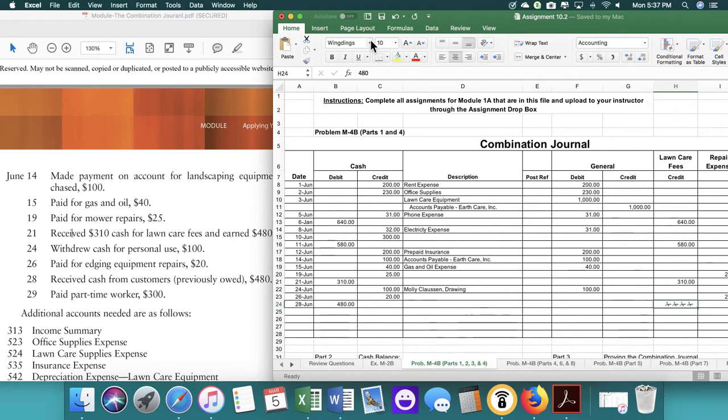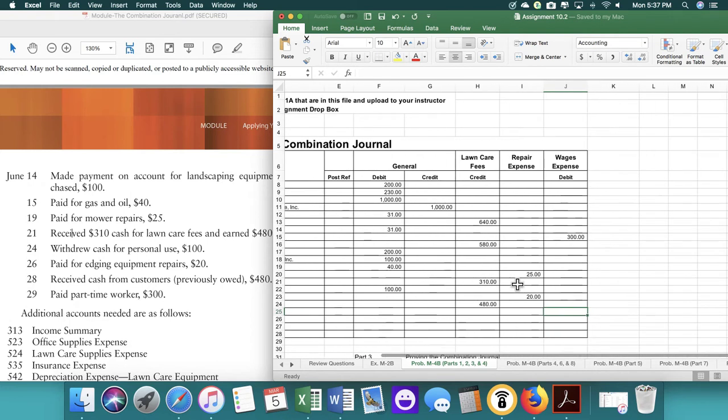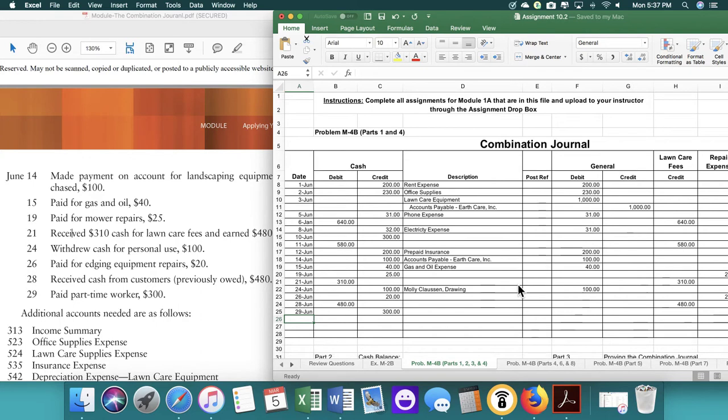For some reason, some of the forms have windings in it as the font. And then the last one is we are paying our part-time worker. So wages, I forgot we don't need to do that for this one. Go over to wages expense, 300. And then we need to total up the accounts.